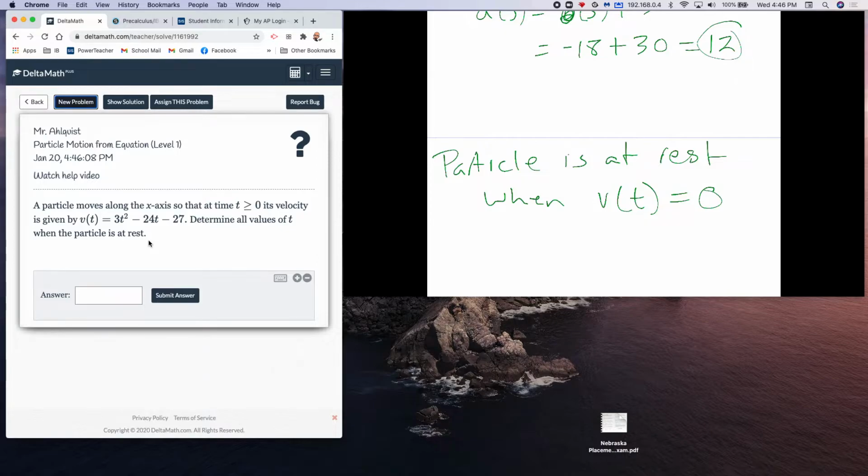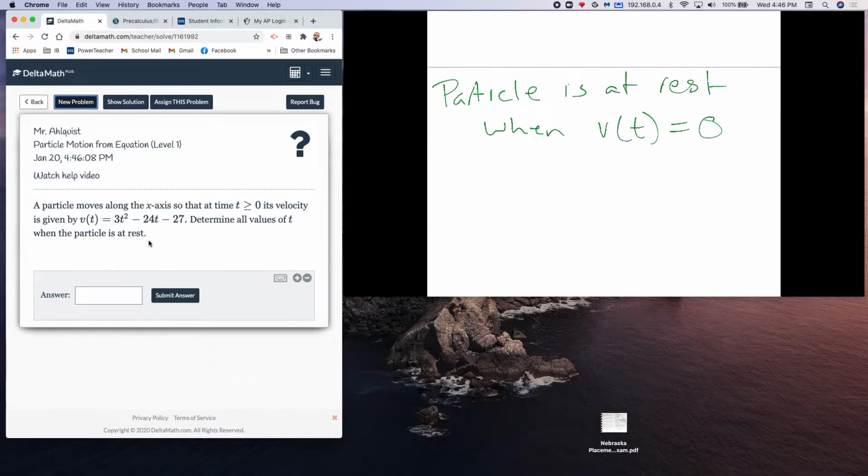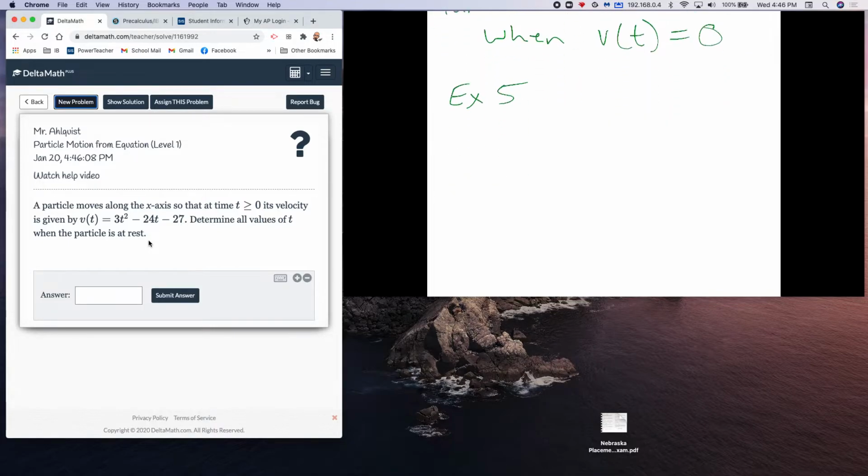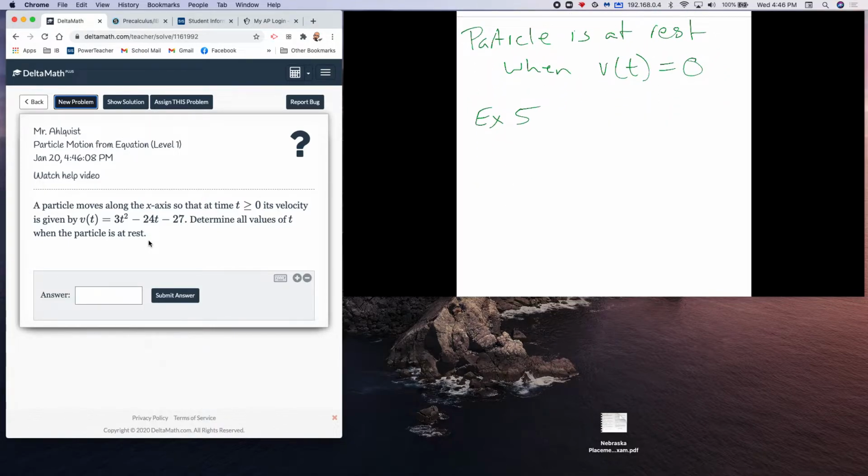So you'd factor this and then solve it. So on this one, if I did this example also, we'd say, okay, well, we need to know when 3t squared minus 24t minus 27 is equal to 0. If I factor out a 3, I would get this.